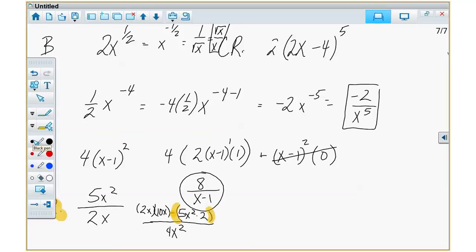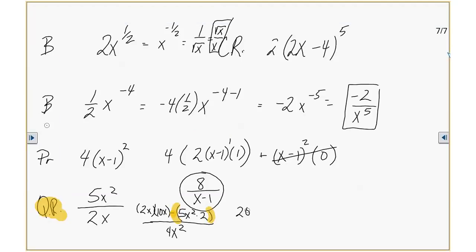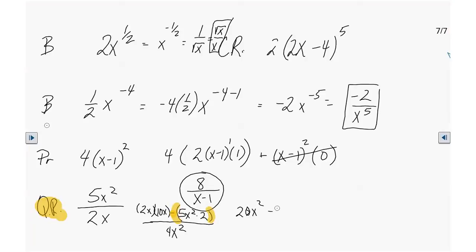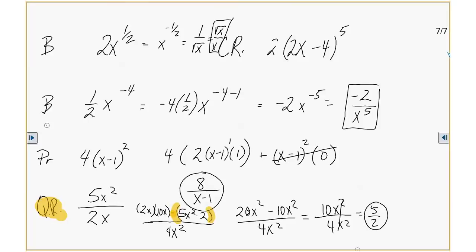20x squared minus what? 10x squared? Y'all check me. Over 4x squared, which is equal to 10x squared over 4x squared, which is equal to 5 halves. Is that what y'all got?